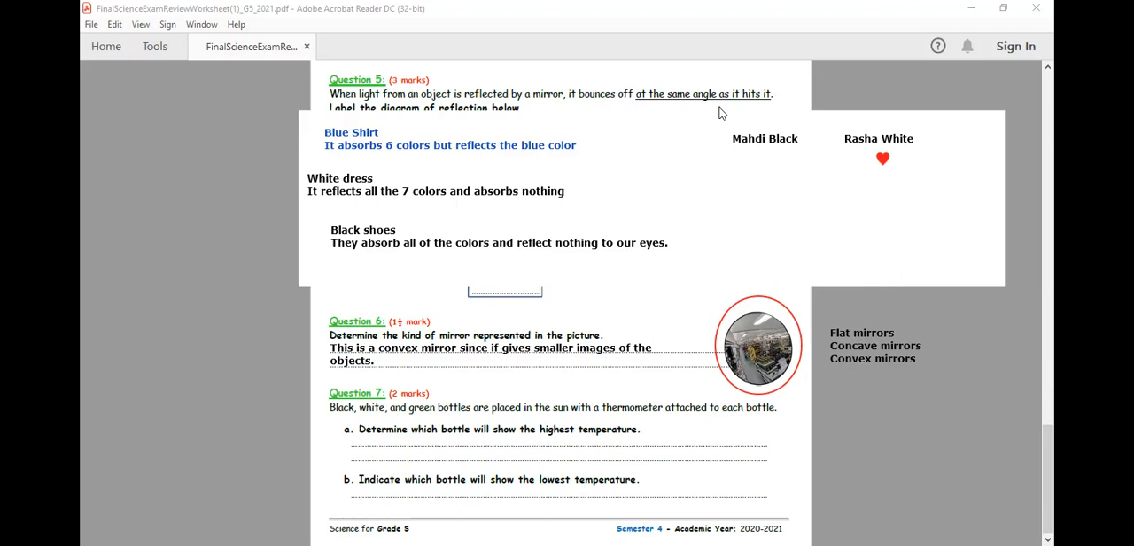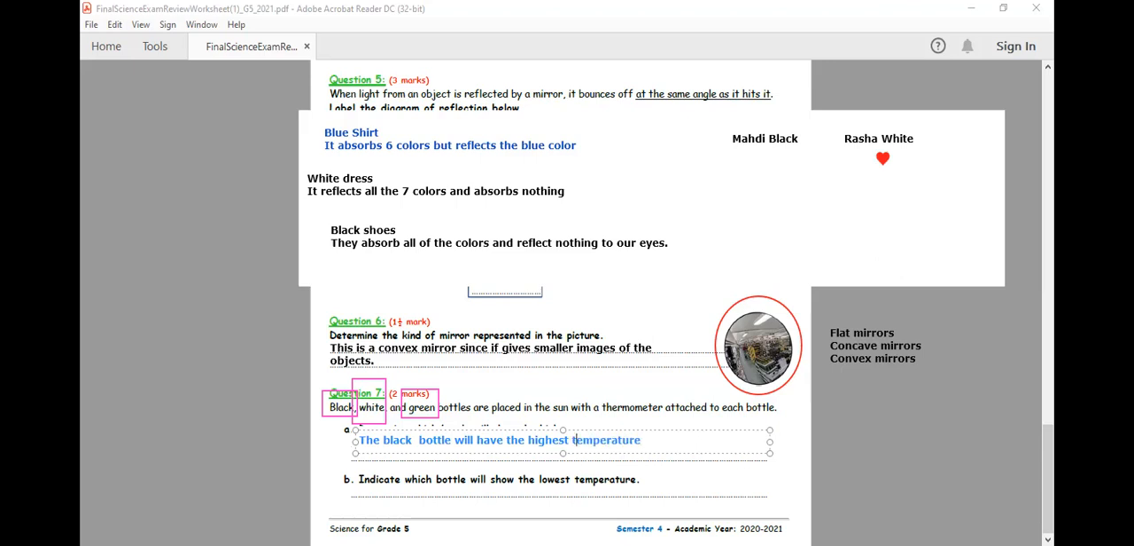Okay? Here we have 3 different bottles: a black bottle, a white bottle, and a green bottle. Which one will have the highest temperature? The black. Bravo. Why? Because it absorbs all the colors, all the energy. The black bottle will have the highest temperature.